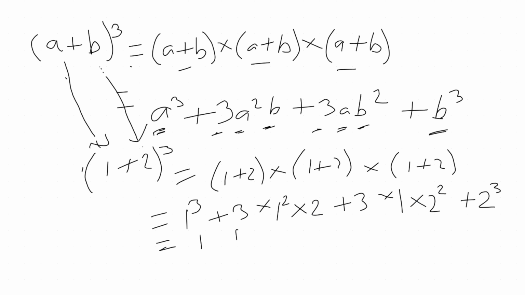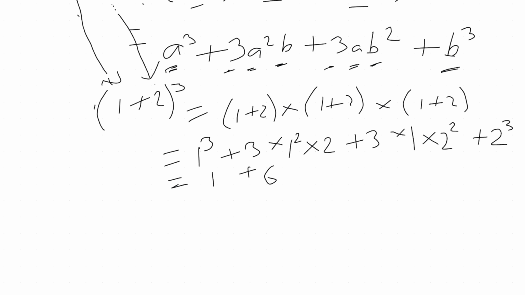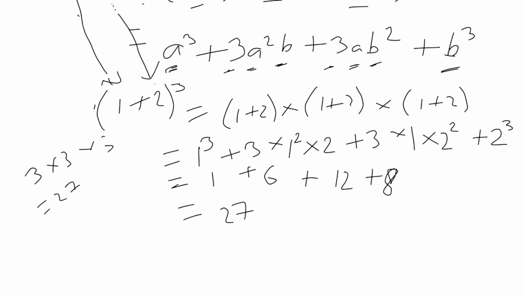When you solve it, it comes 1 plus 6 plus 12 plus 8. And the answer is 27. And it's very obvious. Even if you take a cube of, so what is 1 plus 2? Is 3. If you take 3 into 3 into 3, this is also 27. So hence proof that our answer is correct. This is our answer. Okay.